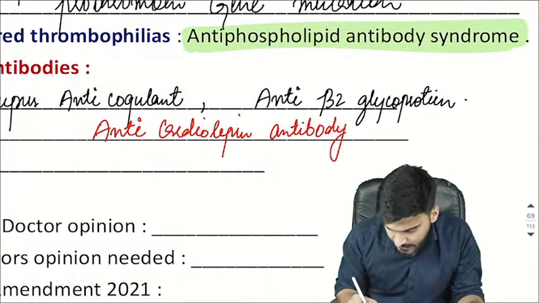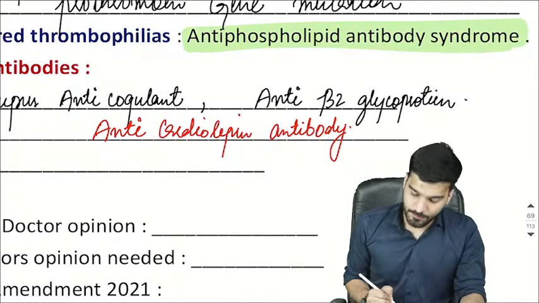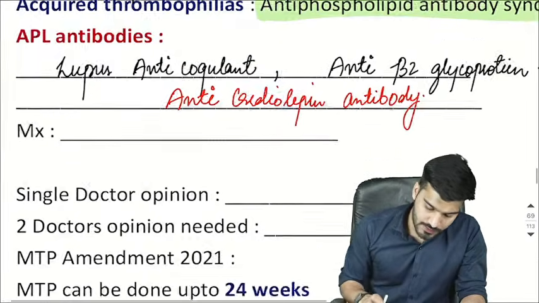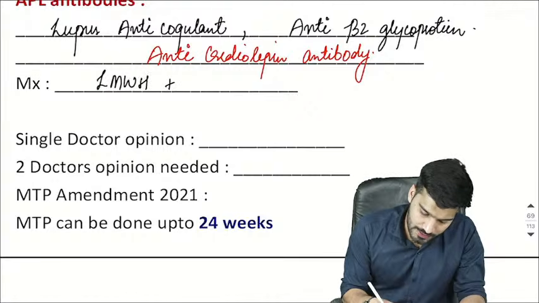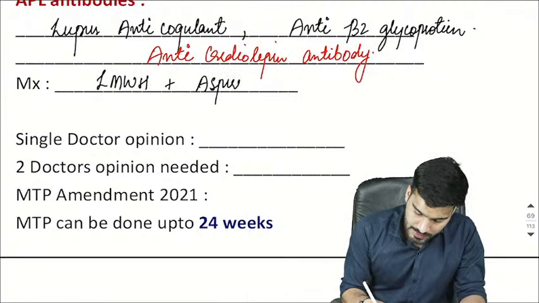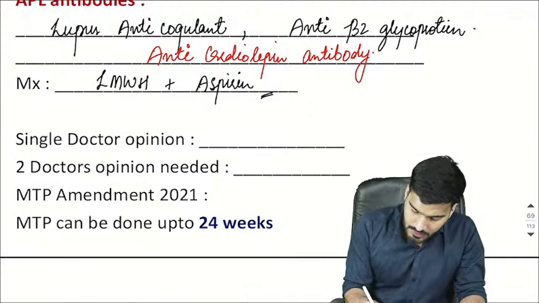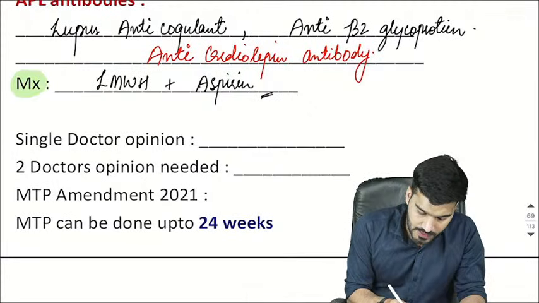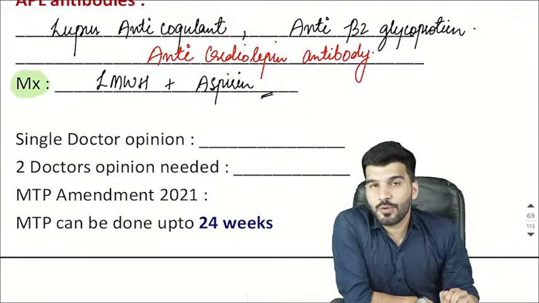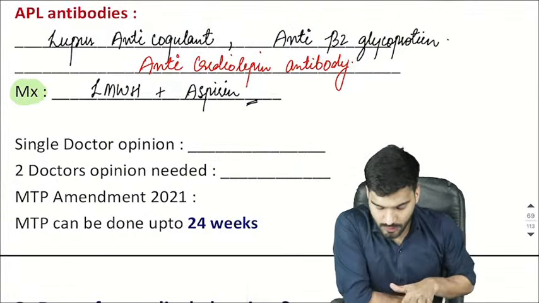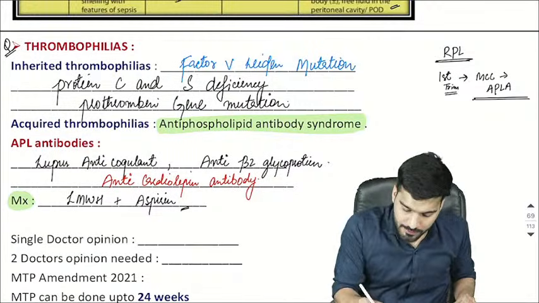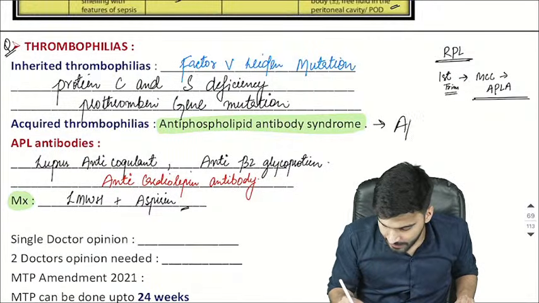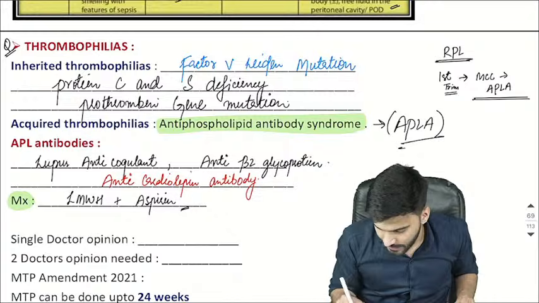Now what will be the treatment for these conditions? So we have to prevent the clot formation. So what will we give? Low molecular weight heparin plus aspirin. And this has been a question asked, that the lab investigation revealed there was a presence of anti-beta 2 glycoprotein. What will be your management? Answer is going to be low molecular weight heparin plus aspirin. So what is APLA? It is anti-phospholipid antibody syndrome.